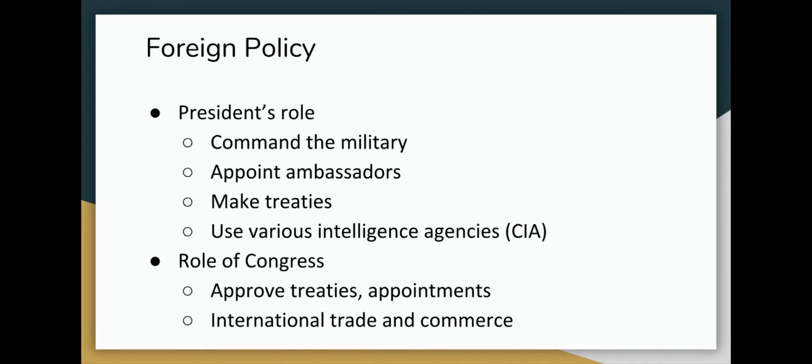The president has a very important role in terms of foreign policy. They command the military, they appoint ambassadors, they make treaties, and they use the CIA to gain intelligence. Congress also has an important role because they approve the treaties and appointments, and they are also involved with international trade and commerce. So I know that was a ton, but now you know most of the policies in regard to the U.S. government, as well as our role in foreign policy.